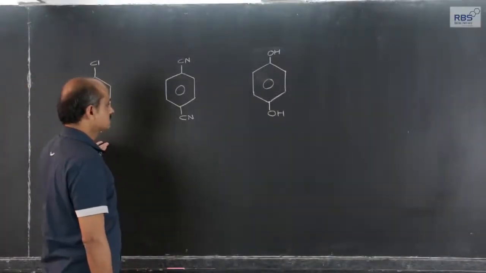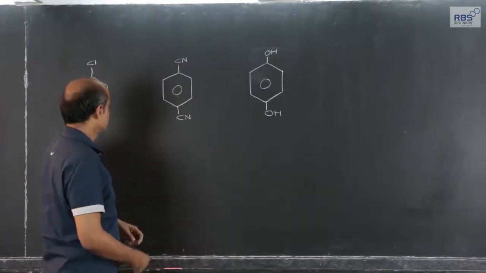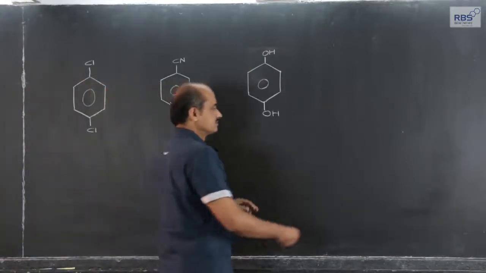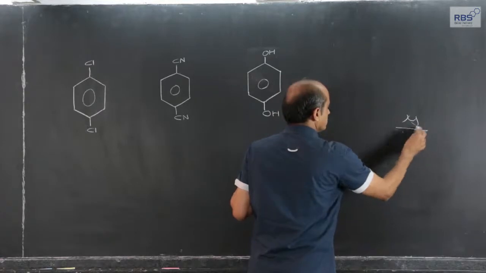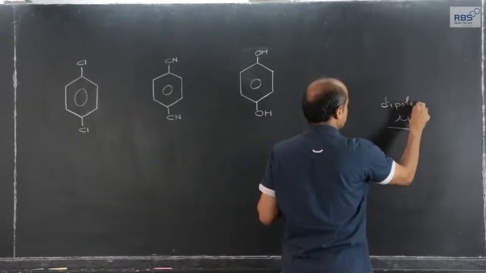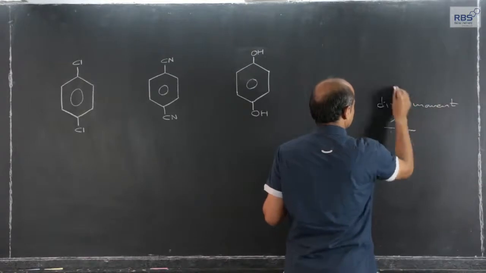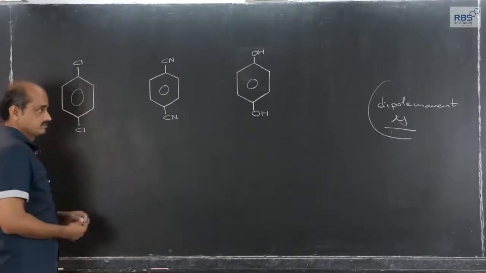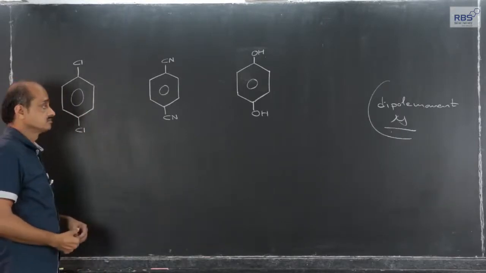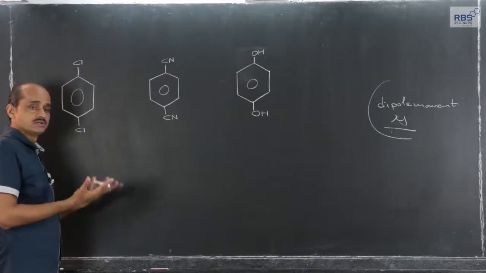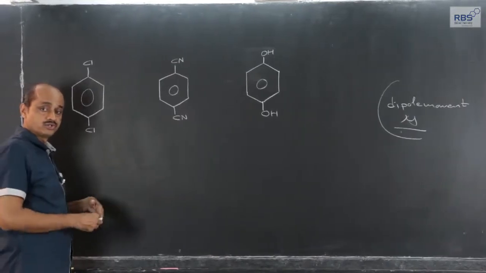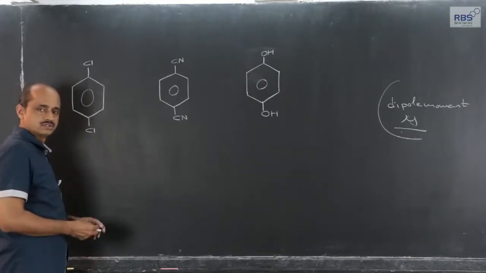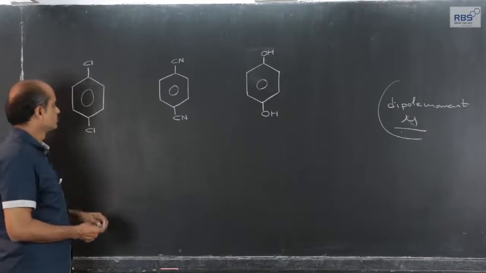Let us now again consider an interesting set of these three examples, where we will compare the dipole moment. Such type of questions are designed: A, B, C, D, which one will have dipole moment equal to 0, not equal to 0, order of dipole moments. So, to get a grip of those type of questions, I have chosen this example.